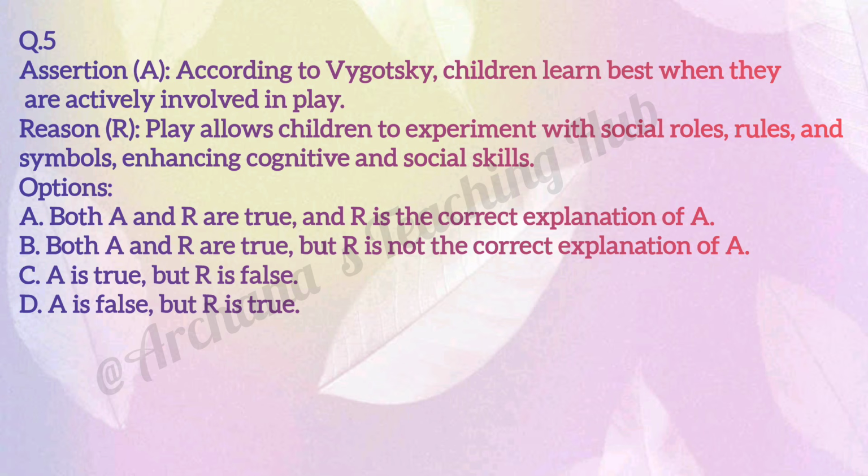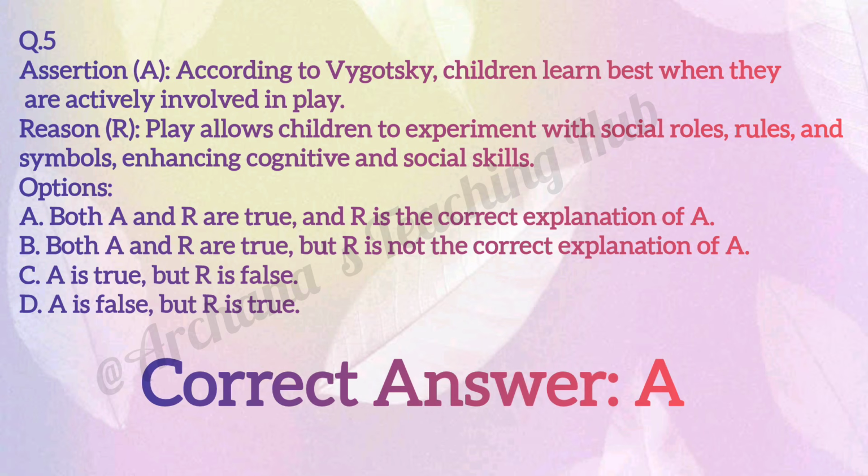Question number 5. Assertion A: According to Vygotsky, children learn best when they are actively involved in play. Reason: Play allows children to experiment with social roles, rules, and symbols, enhancing cognitive and social skills. Correct answer is option A. Both A and R are true. R is the correct explanation of A. Play is an important social and cognitive tool in Vygotsky's theory.